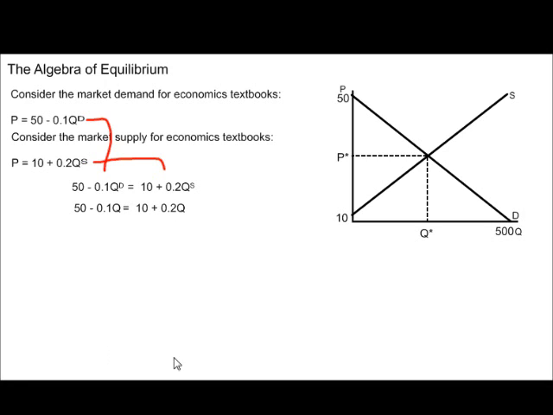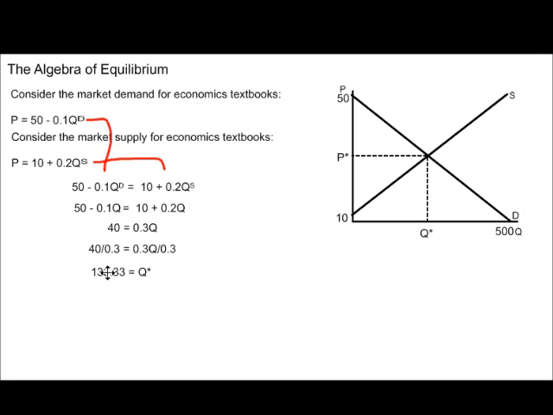So setting the two sides equal to each other, dropping the superscripts, and then doing a little bit of algebra manipulation, reduce 10 from the left-hand side, move this over to the right-hand side, should be 40 equals 0.3 Q, and then divide through by 0.3, double check my math, and what we end up with is a Q star of 133.33. I'm absolutely okay having two decimal places on this Q.